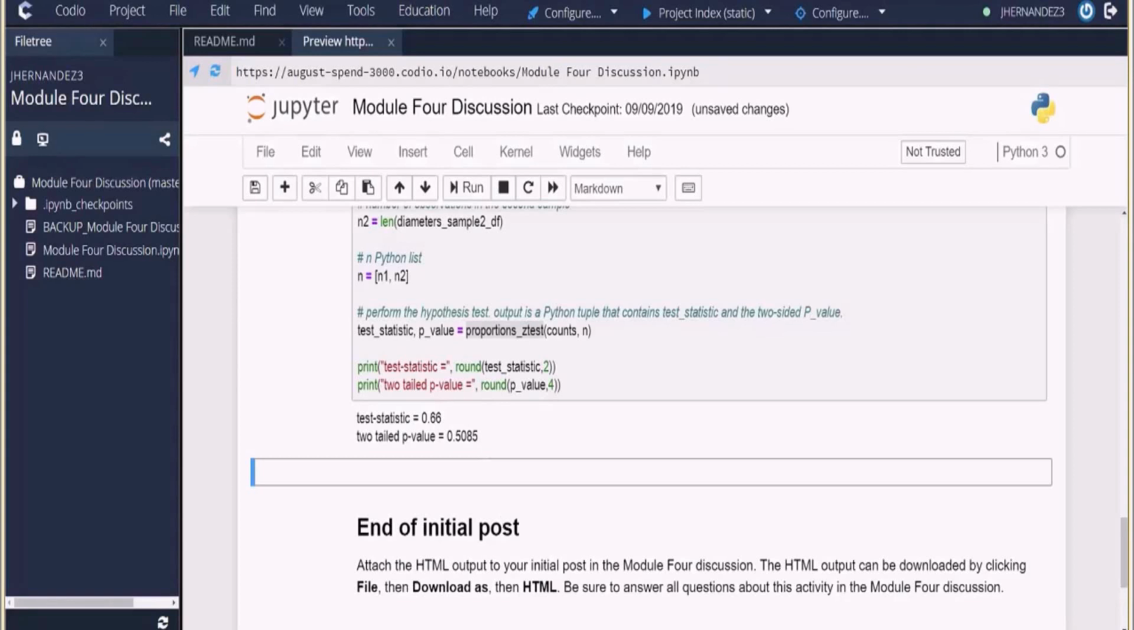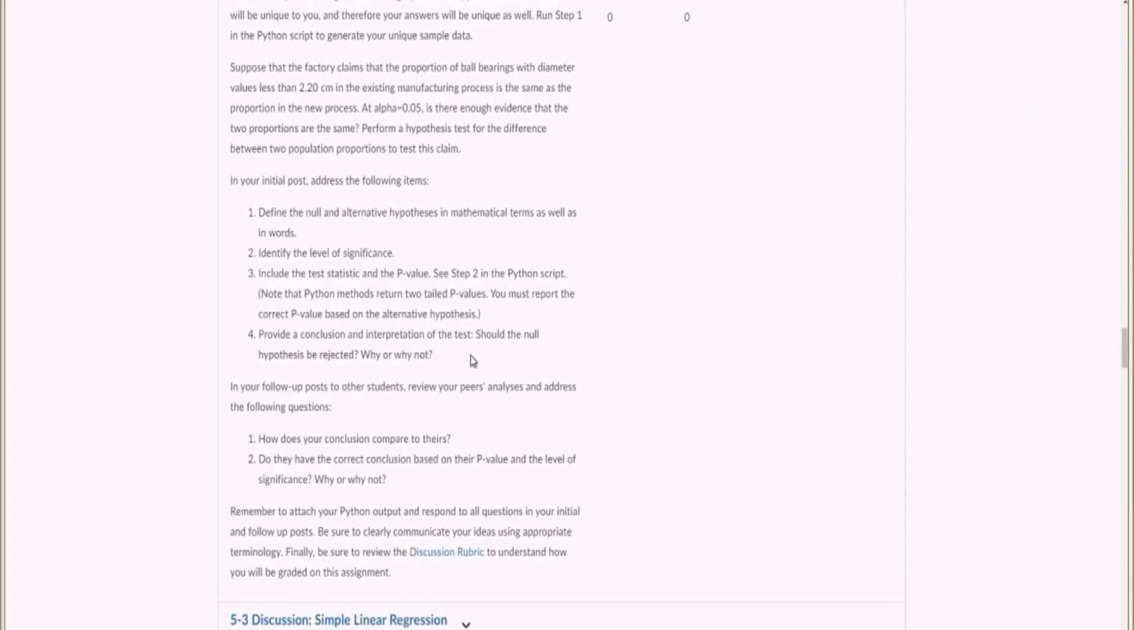Once you have gotten your calculations, and after answering these questions for the initial post, you will then answer these 2 follow-up post questions. How does your conclusion compare to other students? Just comment on the conclusions that other students reach, and in some cases maybe their conclusions will be different than yours, so just be on the lookout for that. And then, do they have the correct conclusion based on their p-value and the level of significance?